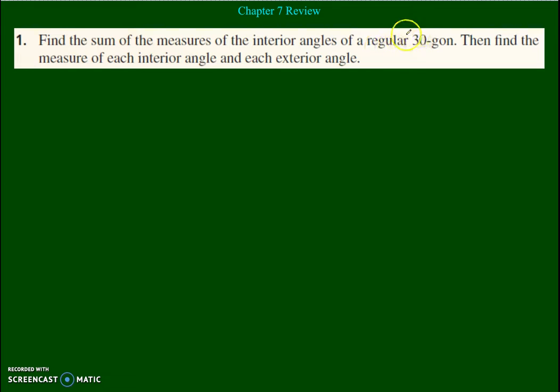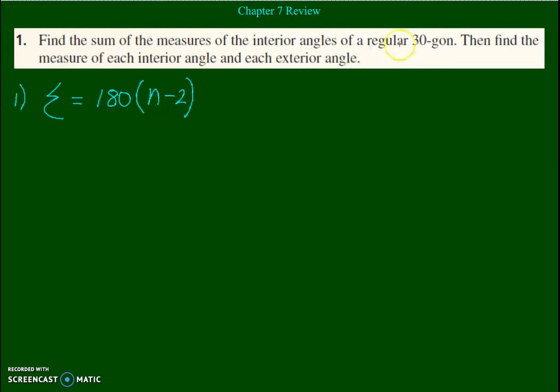A 30-gon is a polygon with 30 sides, and we're looking for the sum of the measures of the interior angles of a convex polygon, and that has a specific formula. So let's go ahead and write that formula. The sum, and that's the Greek letter sigma, which stands for sum, is 180 times n minus 2, where n is the number of sides.